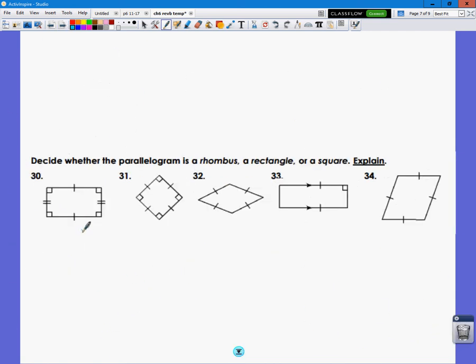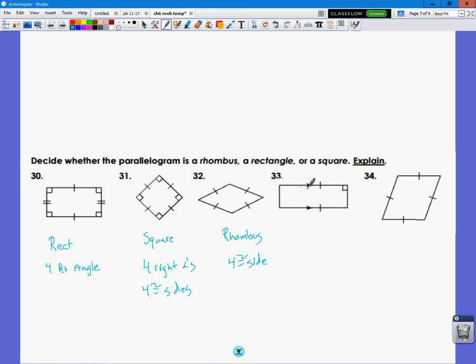Here we're just deciding whether it's a rectangle, a rhombus, or a square. It does ask us to explain. This is a rectangle. And the reason it's a rectangle, it has 4 right angles. 31 is a square. It has 4 right angles, as well as 4 congruent sides. 32 is a rhombus. It has 4 congruent sides.